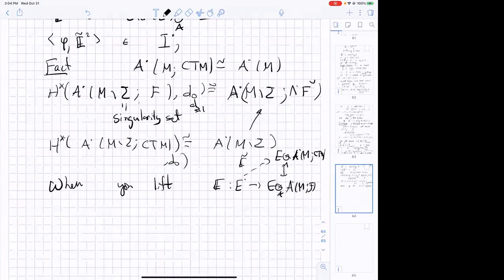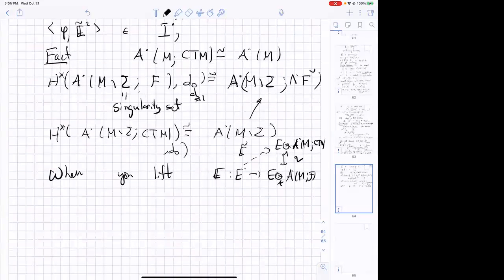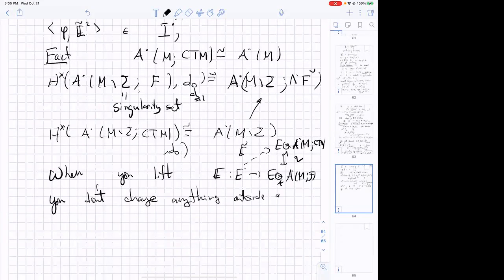I need to stop soon. You only need to change, when you take the projection, so you take Q, you don't change anything outside an arbitrarily small neighborhood of the singular set.